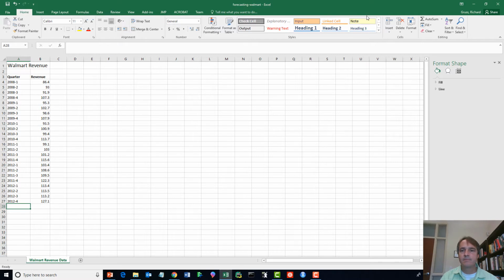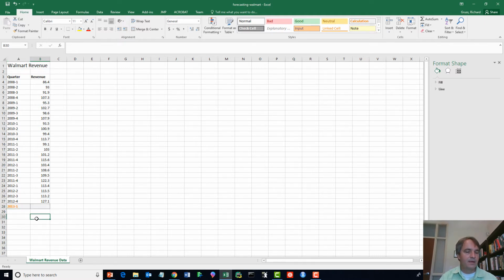Let's see. Stay consistent with my coloring here. So I want this to be the calculated value. Okay, so we'll say calculation here. So the idea is the next quarter is going to be 2013, and based on this numbering, 1, 2, 3, 4, it looks like it's going to be a first quarter. So this is what we are trying to predict.